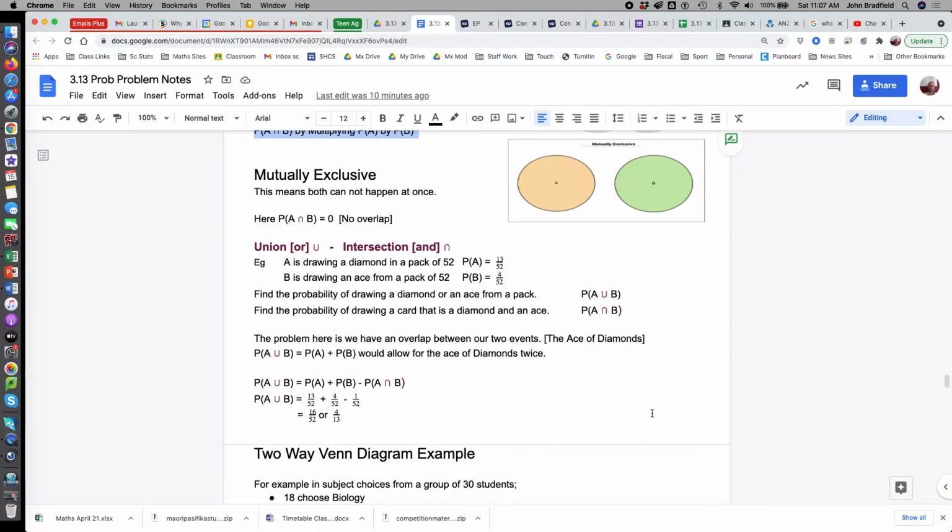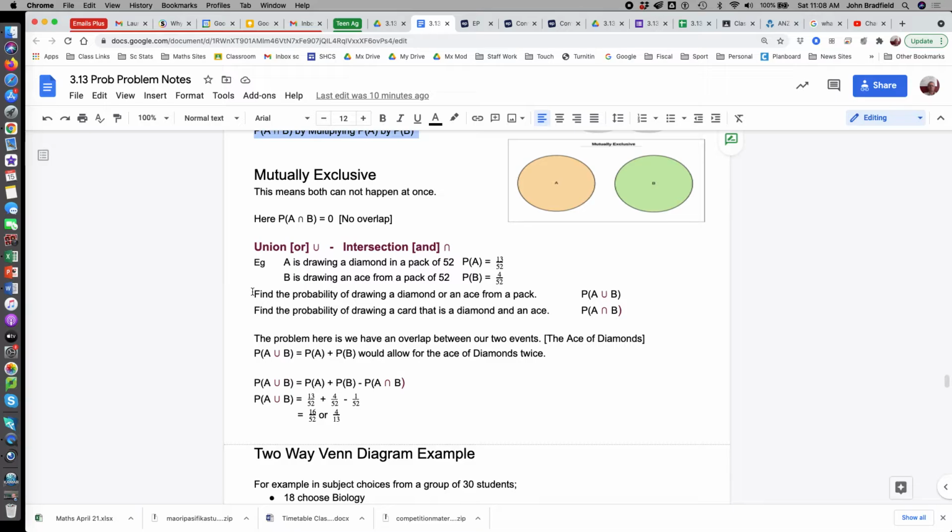So a couple of examples just with a pack of cards, just to get union and intersection. A is drawing a diamond from a pack. That's 13 out of 52. B is drawing an ace, so there's 4 out of 52. Those could both be simplified.